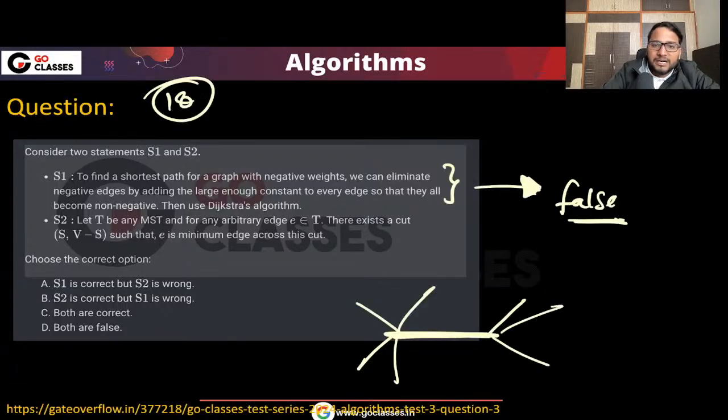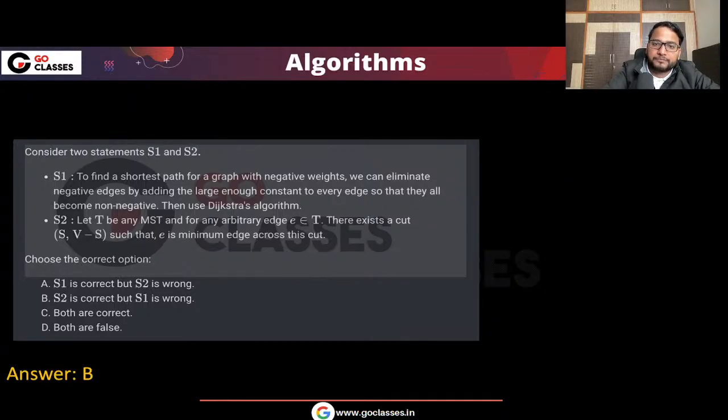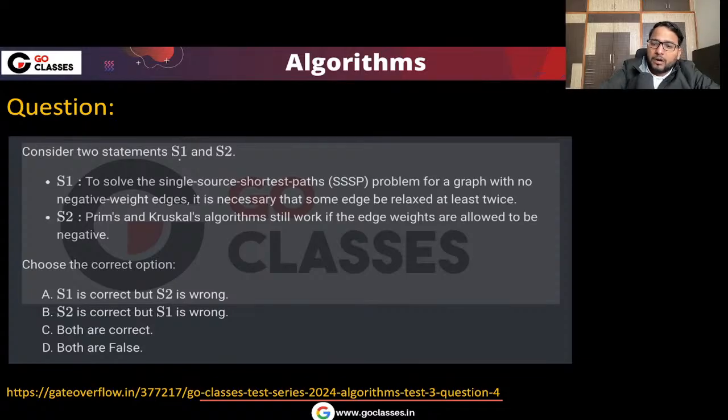So here they are saying that you pick some edge from the tree, then there must exist some cut such that this edge E is a minimum in that cut. Then the answer is yes, that is true. So S2 is again correct and S1 is false. So that's why B is the answer here. Now that was question number 18. This is question number 19.